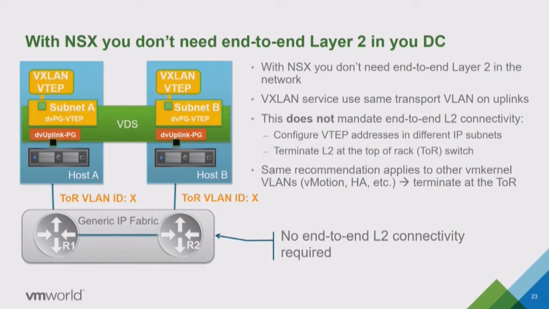I'll go quickly through this one. Bottom line is, whether you have layer 2 or whether you have leaf and spine, doesn't matter. As long as you can have connectivity between the tunnel endpoints, you will be able to create the encapsulation without having to reconfigure the physical network. We covered this, so this is fine.